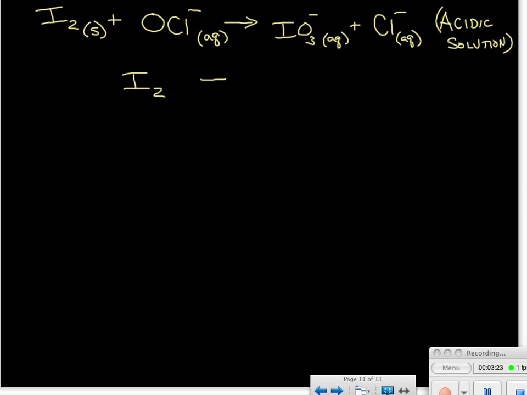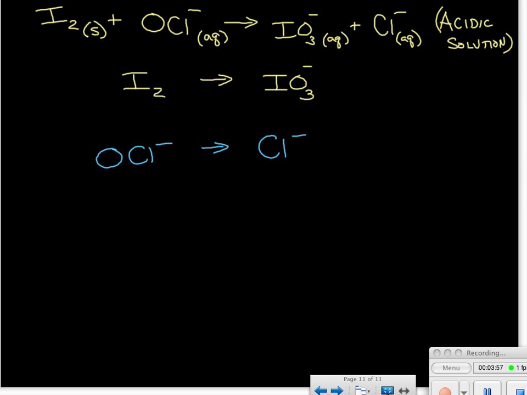After the reaction, the only place we see iodine is in this IO3 ion. And so that's the first of our half reactions. And our other reaction involves this OCl ion, and that becomes the chloride ion on the other side. So now we've got our first step done. We've split it into two half reactions. Those are our substances that we're working with.